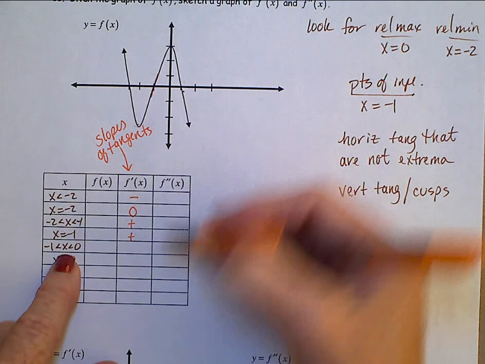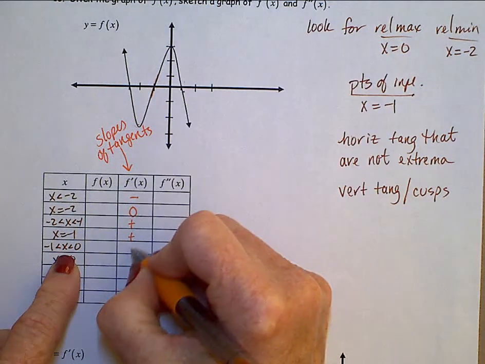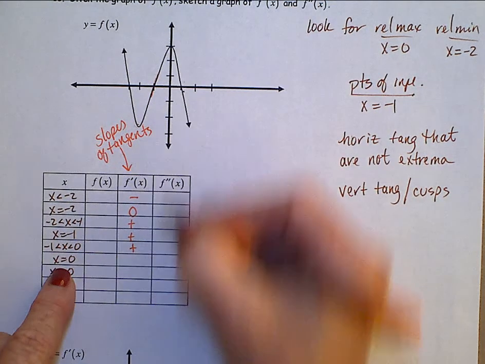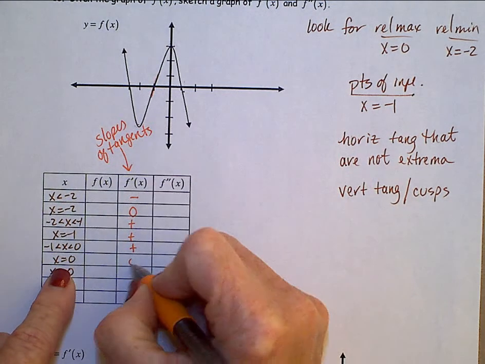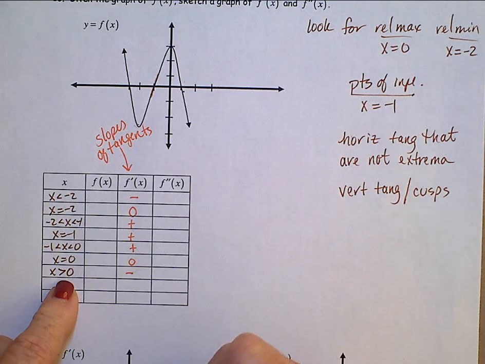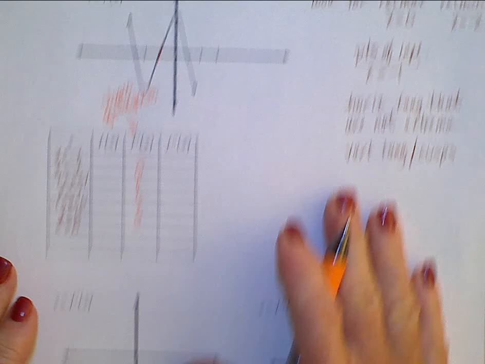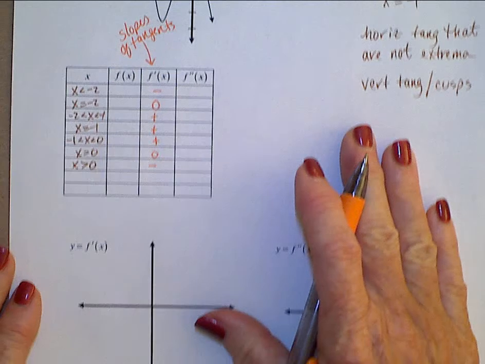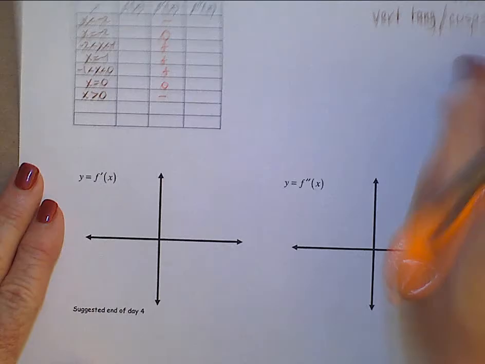At -1, be careful, the slope here is positive, not 0. From -1 to 0, slopes are positive. At x equals 0, slope is 0. And after 0, slopes are negative. All right, let's take that much and let's sketch a graph of f prime.